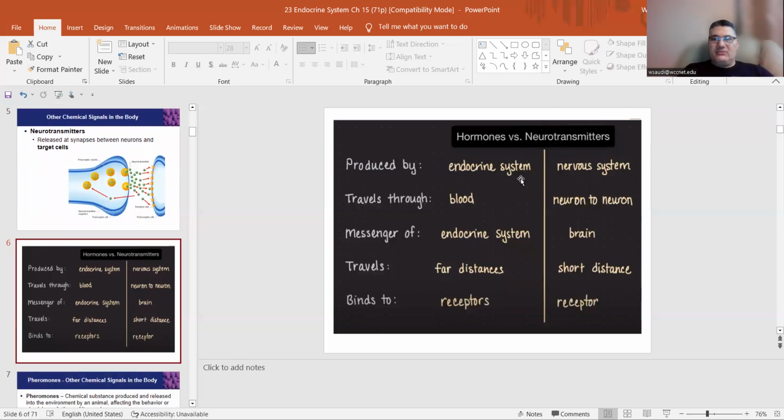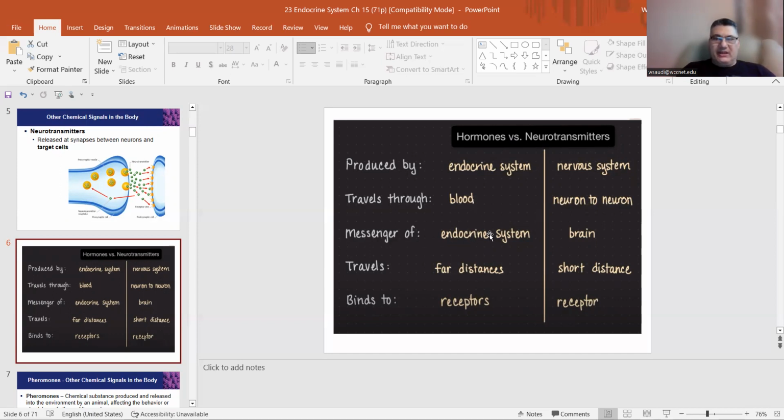So this is the comparison between the two systems. The endocrine system secretes hormones that go through the blood to the target organ. While the nervous system does not use blood, it uses neuron to neuron. And what's neuron to neuron? Neurotransmitter. What travels through the blood? Hormones.